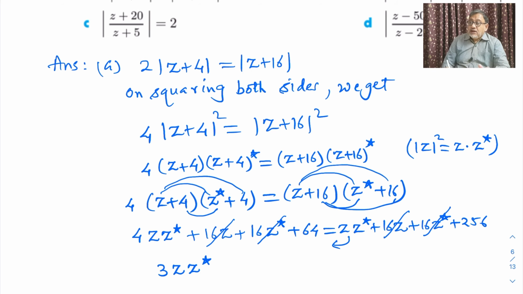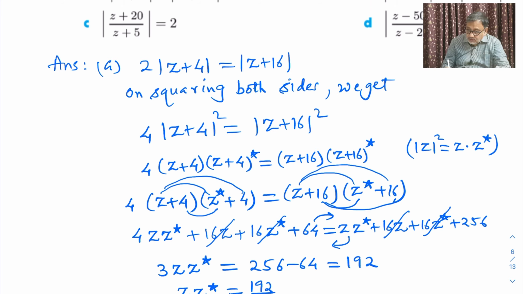Okay, and this is equal to, I have 256 and this 64 will go there, so minus 64. So this is going to give me 192. Now dividing by 3, so z z conjugate is 192 divided by 3, 3 6s are 18, 3 4s are 12, 64.